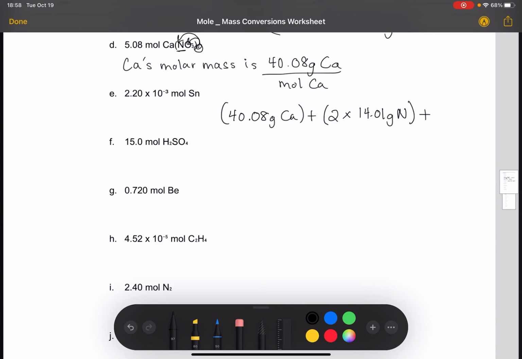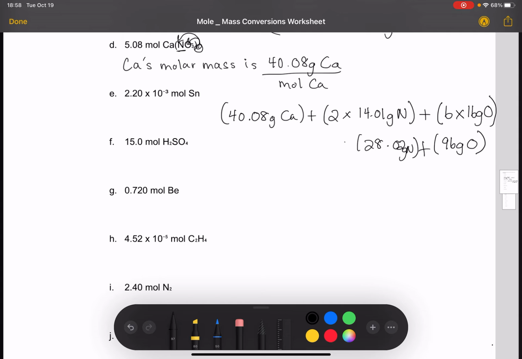Then I'm going to add our last molar mass, and that is oxygen. That's going to be 2 times 3, because these act like exponents. 2 times 3 is 6. So 6 times the molar mass of oxygen, which is 16 grams of oxygen. I'm just going to do that math. Let's do the multiplication first. 6 times 16 gives 96 grams of oxygen. 2 times 14.01, could have done that in my head, is 28.02 grams of nitrogen.